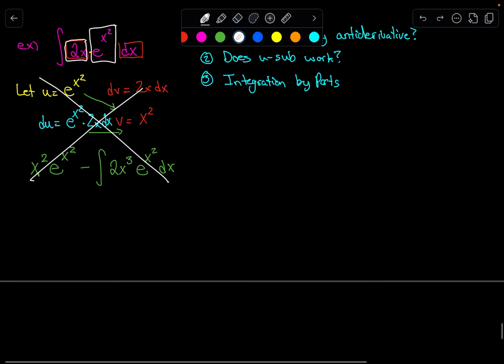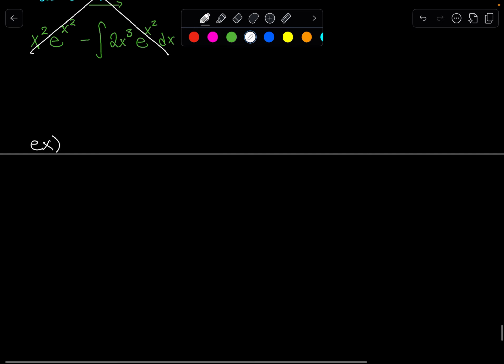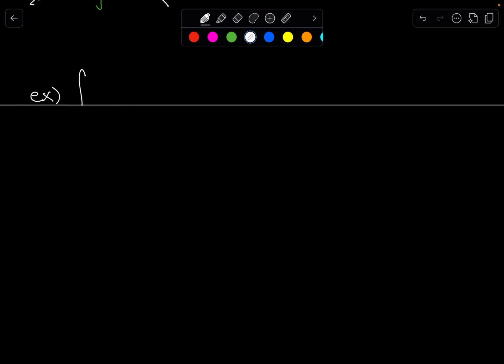But let's see. Let's do another example. Let's do an example of one that actually will work out for us. So let's see. For example, let's do the integral of the natural log of x dx.